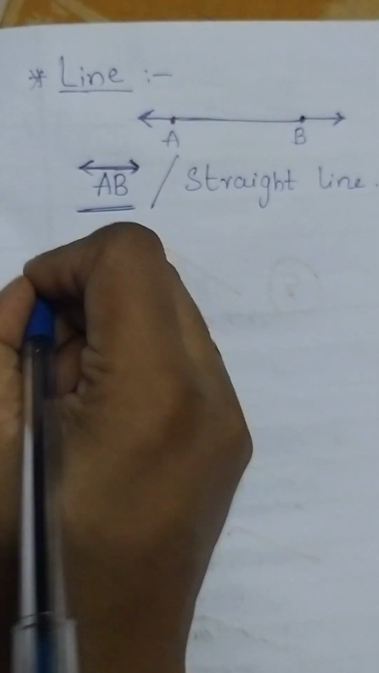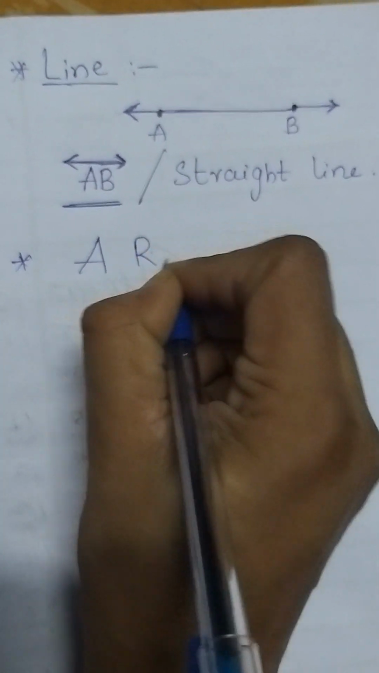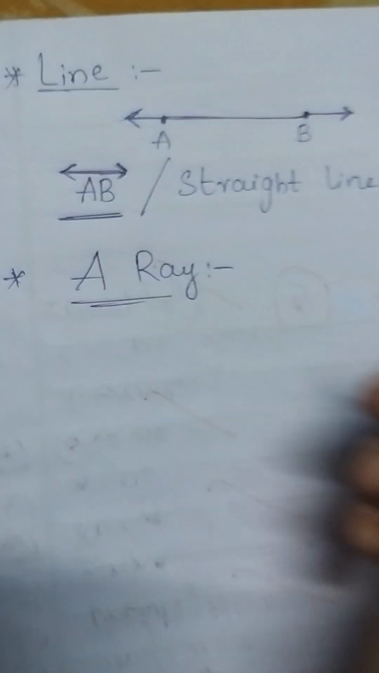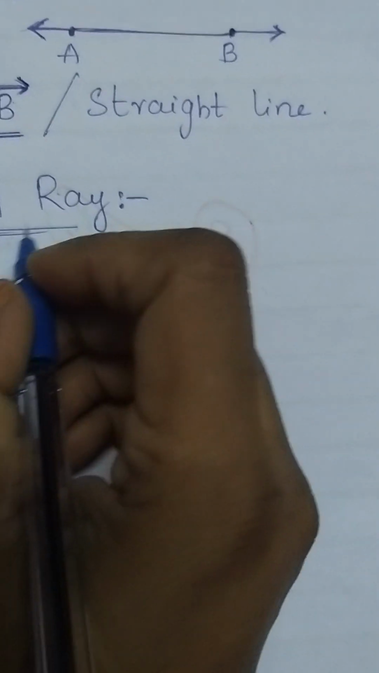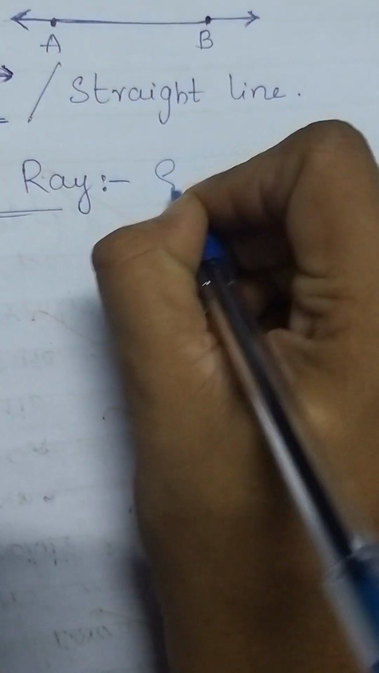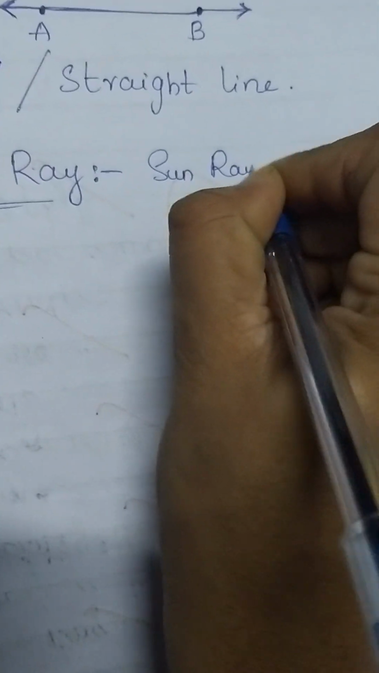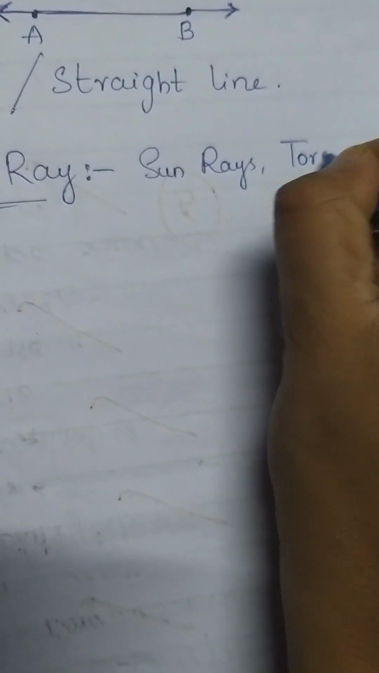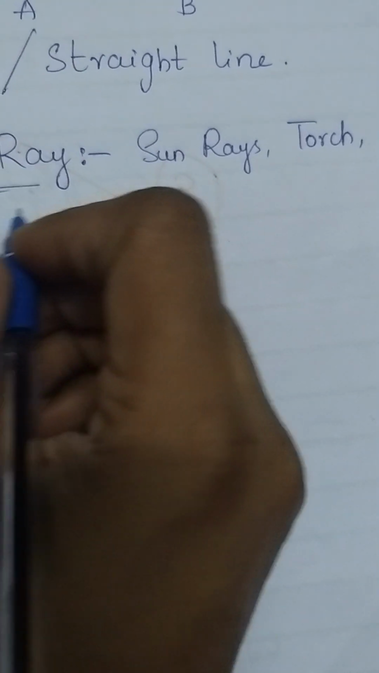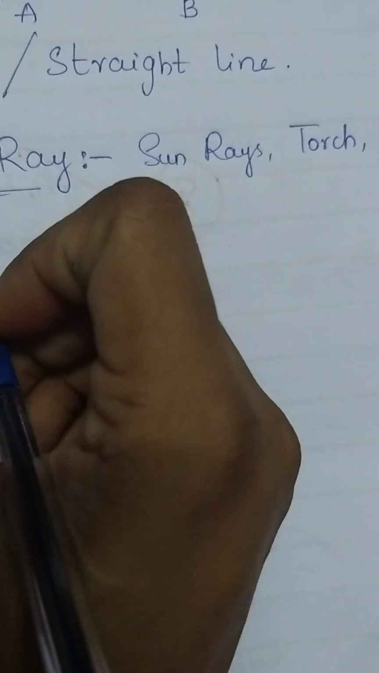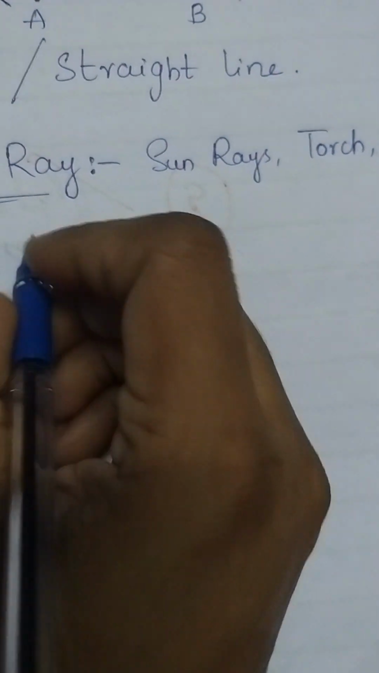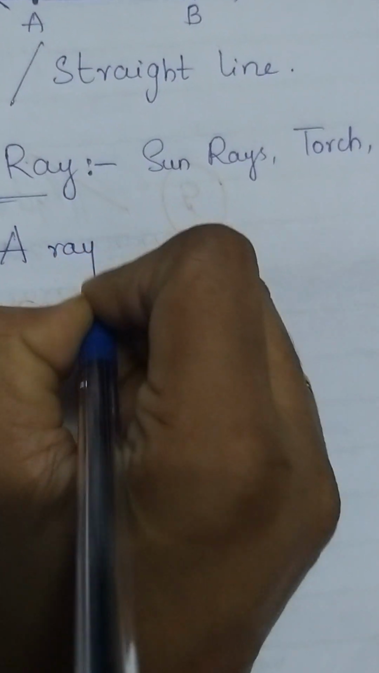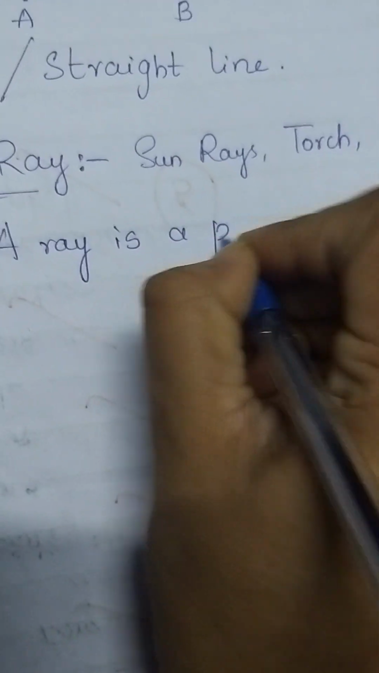Okay. Now another is a ray. What is a ray, children? In the previous class you have already learned. Let us remember what a ray is. You know sun rays, torchlight rays, and light rays are some examples of a ray. A geometrical idea, a ray is a part of a line.